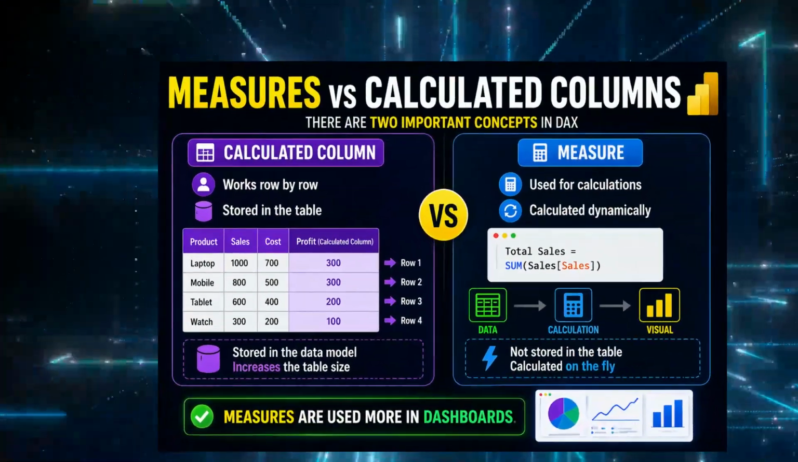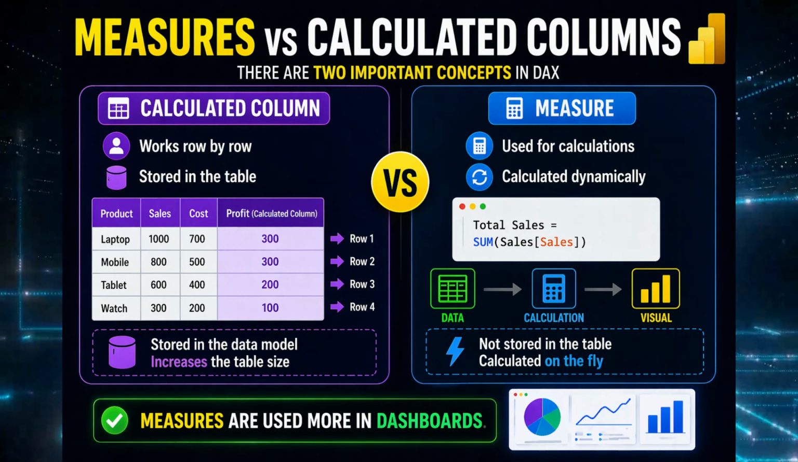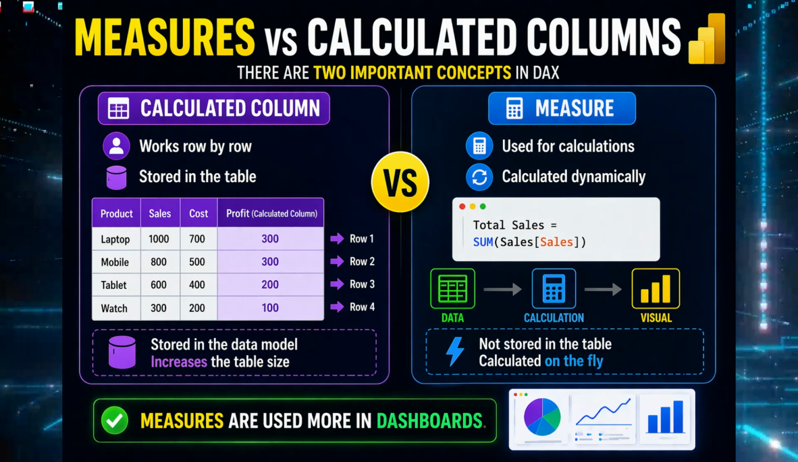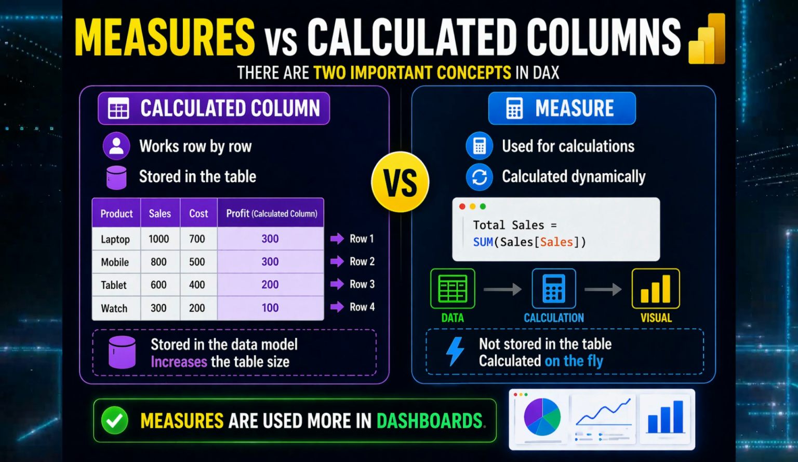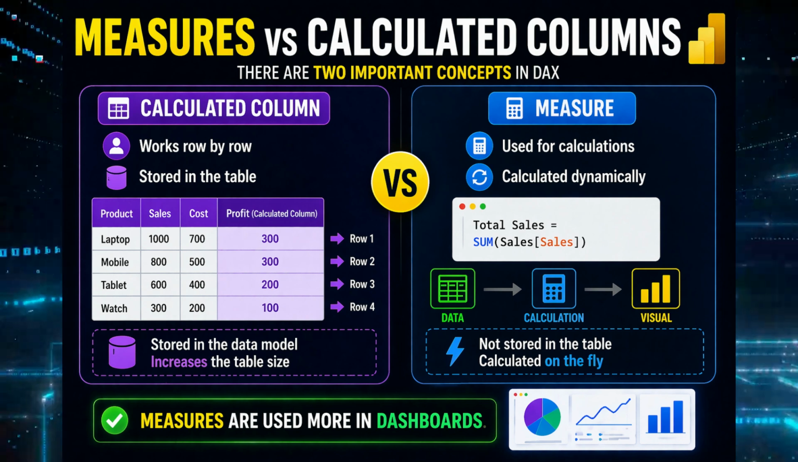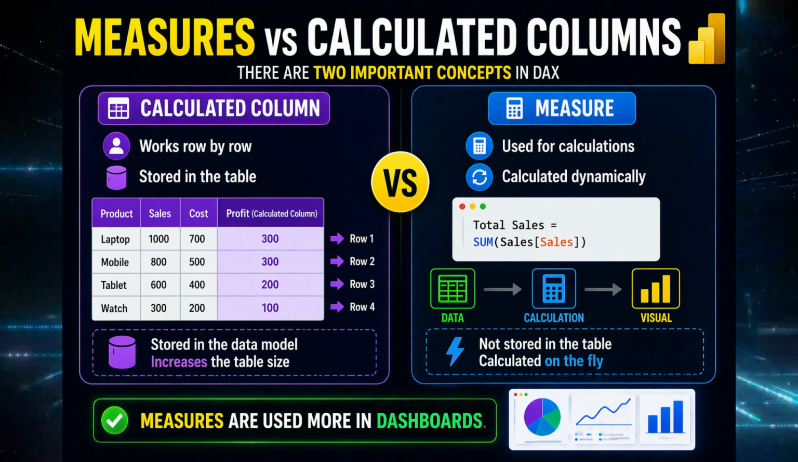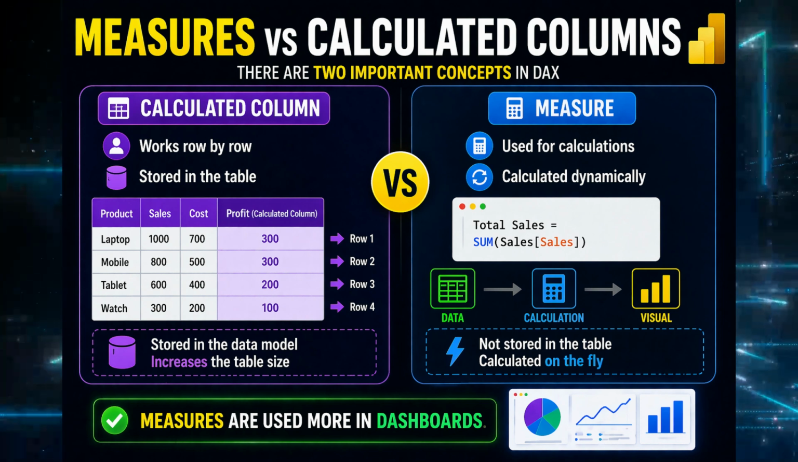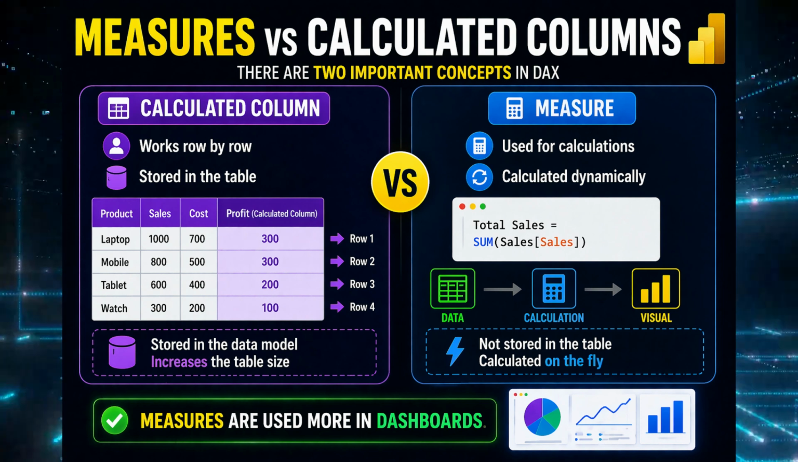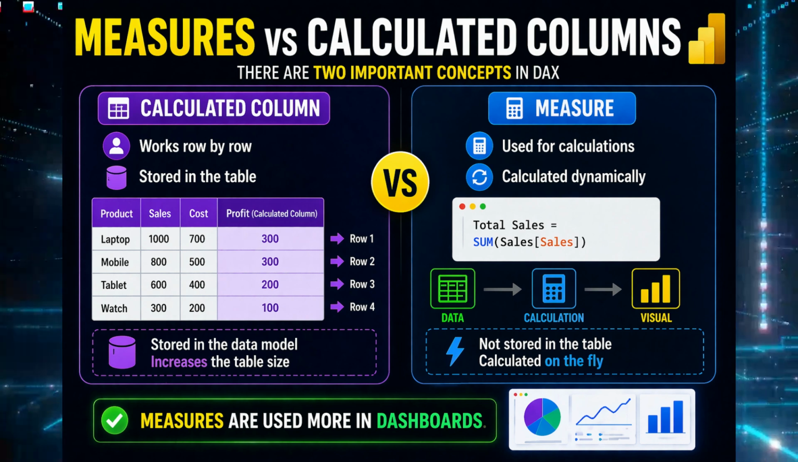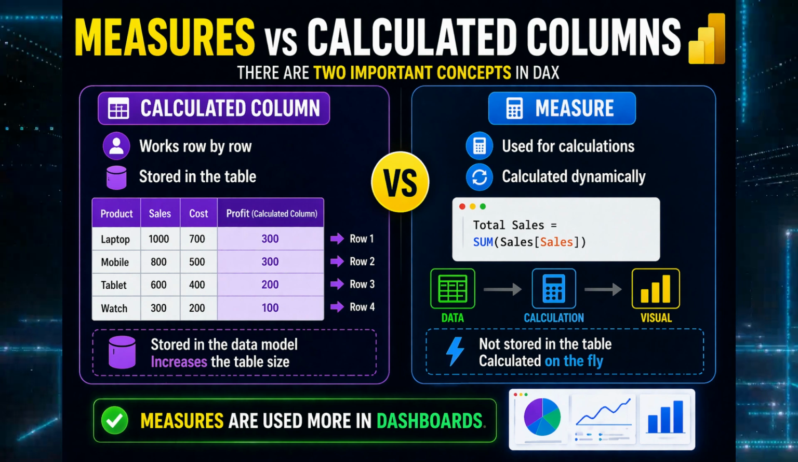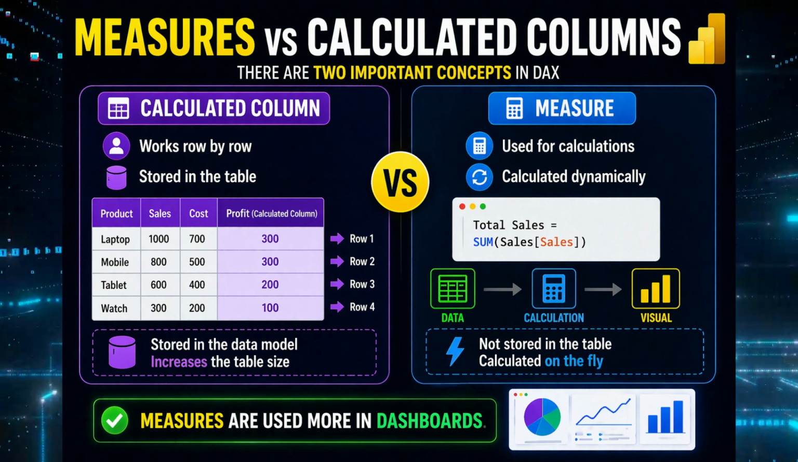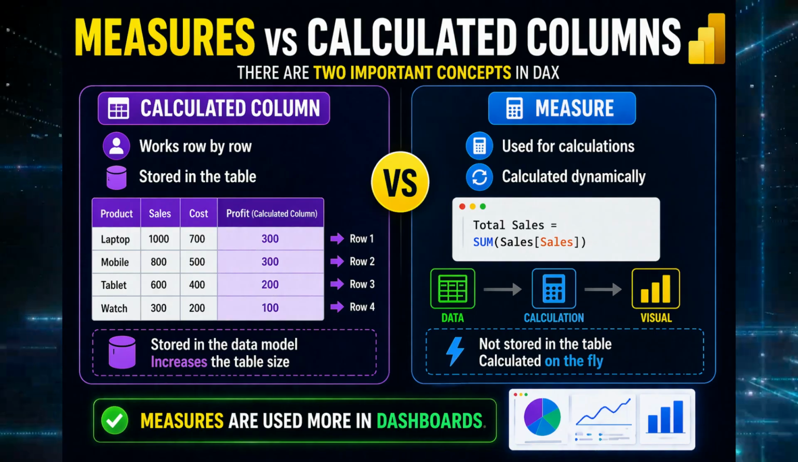Measures versus calculated columns. There are two important concepts in DAX. First one is calculated column. It works row by row and is stored in the table. What are measures? Measures are used for calculations and are calculated dynamically. Simply put, measures are used more in dashboards.